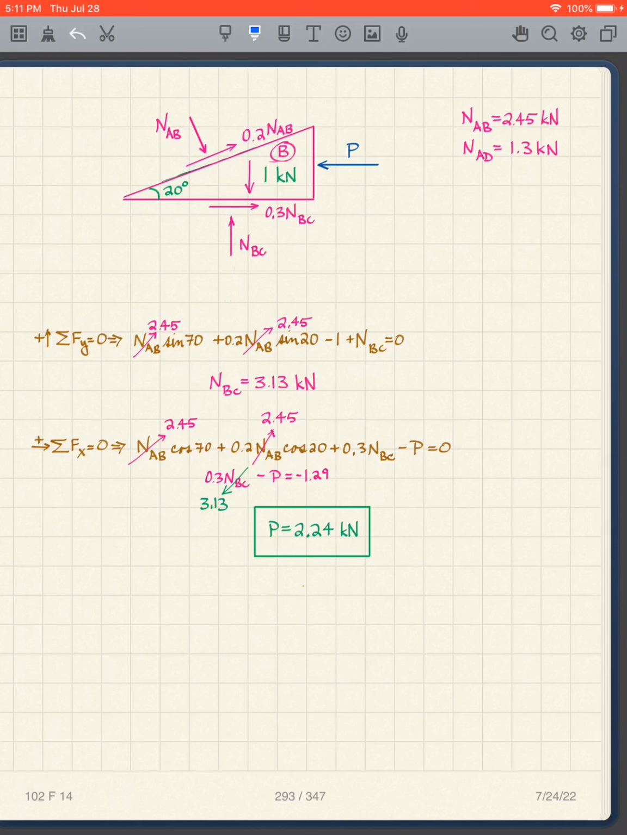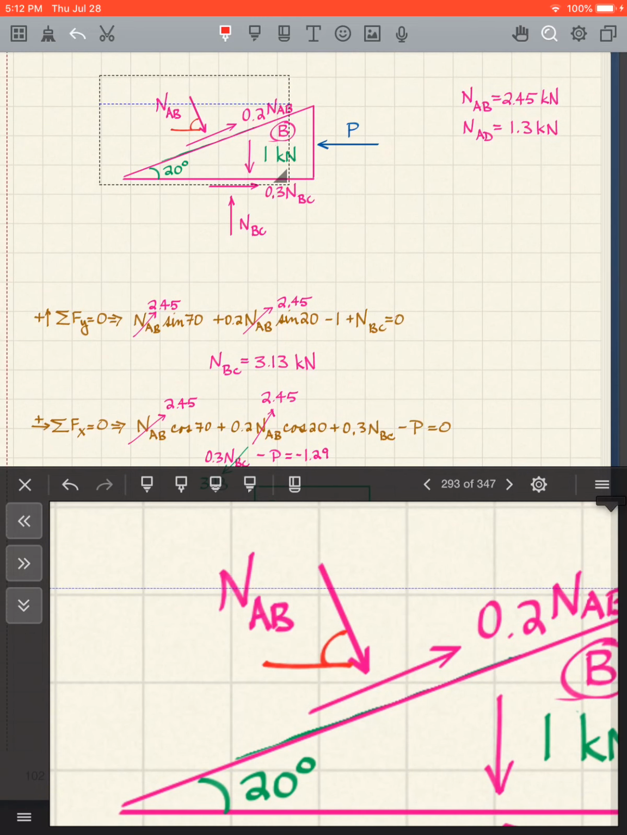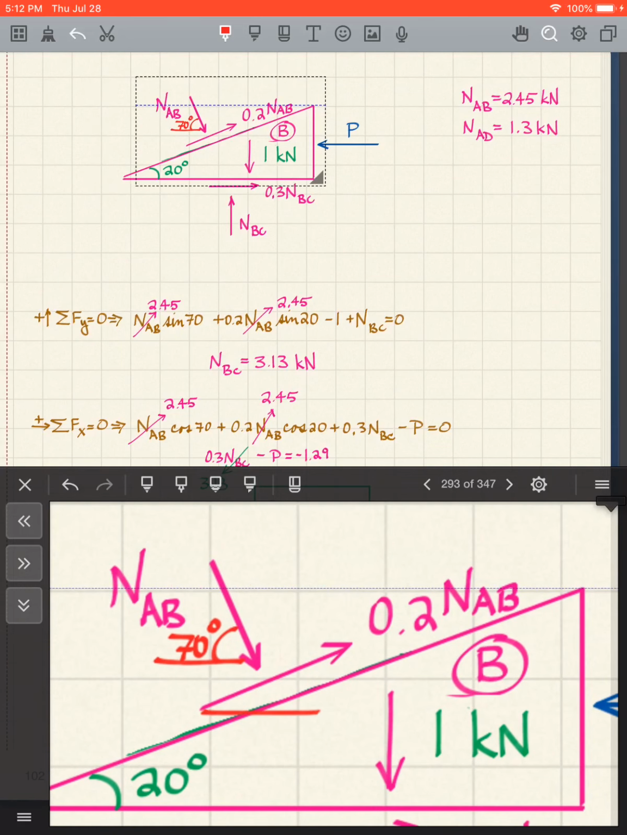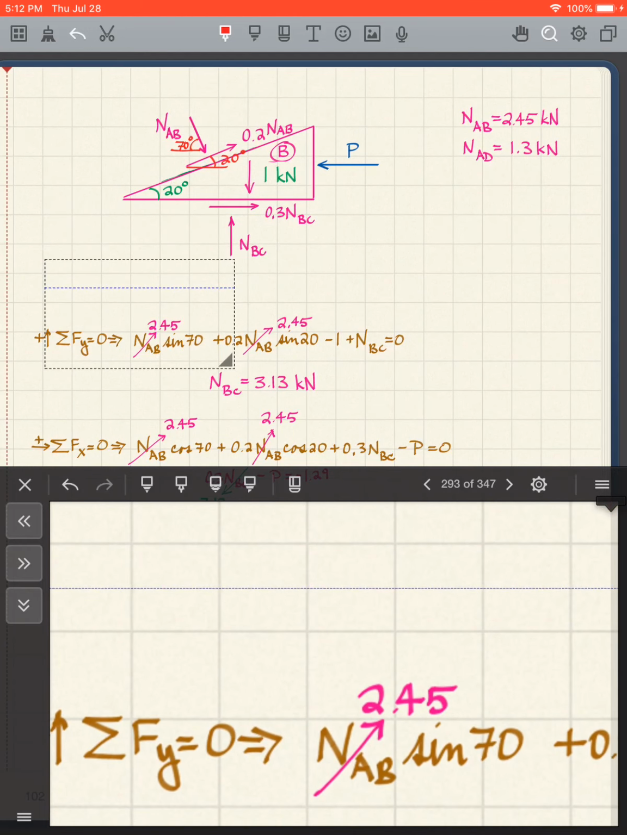So taking them one at a time, I have the angles are missing here, but we should show those angles. And so this is 70 degrees, and this is 20 degrees, so we should show those on there. And some of these should be a negative sign also. This should be negative.